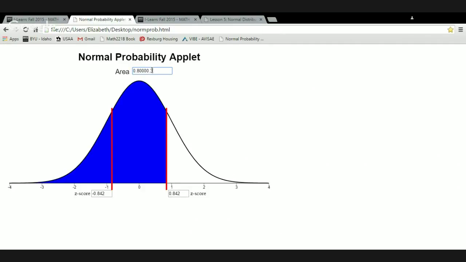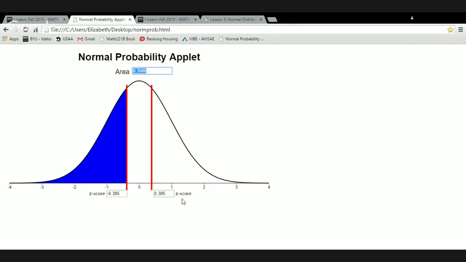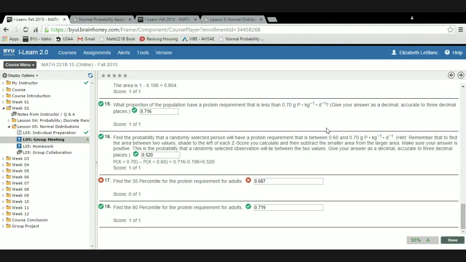0.35. All right, so less than z-score is 0.385 times 0.07. For 18, I still haven't submitted it, but did you round that up to 0.718 or did you round up to 0.72? The answer I got was 0.7189, and I just rounded it to 0.719.